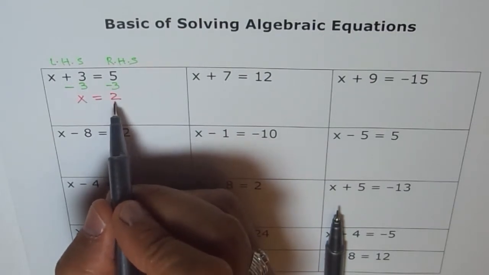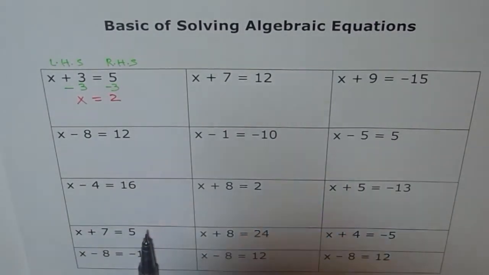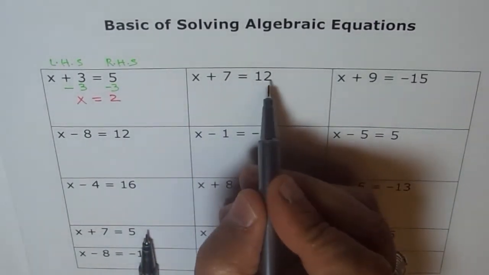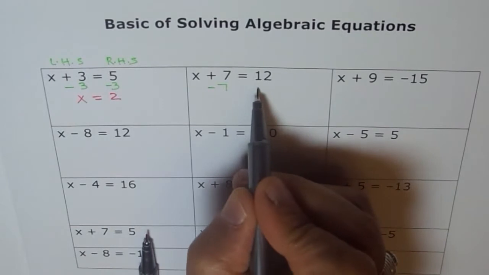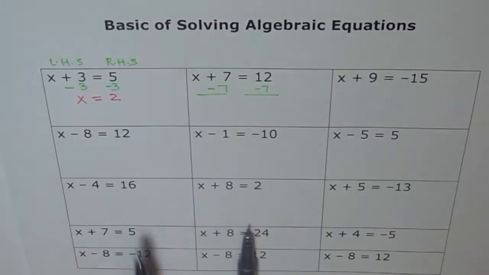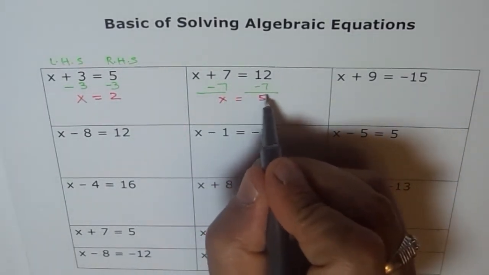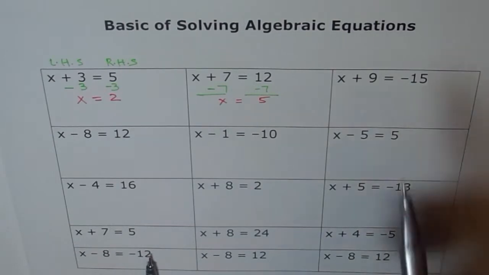You can check your answer. 2 plus 3 is 5. Perfect. Let's do it here also. If I say x plus 7 is 12, I need to do just minus 7 on both sides. If I do that, what do I get? I get x is equal to 12 minus 7, which is 5. Perfect.